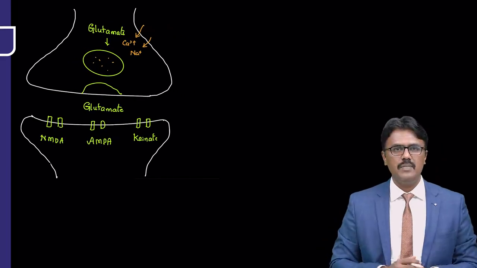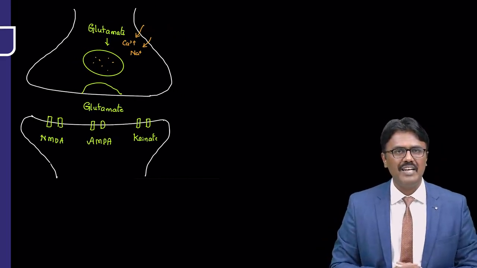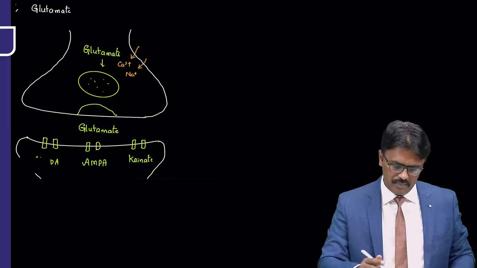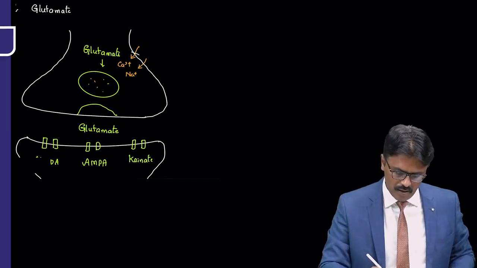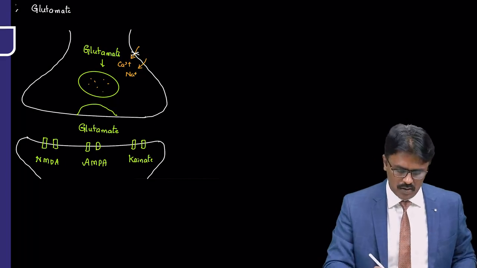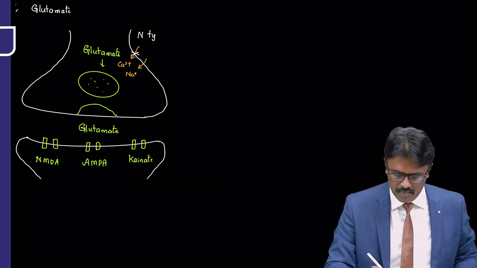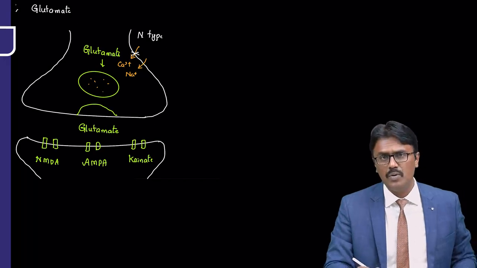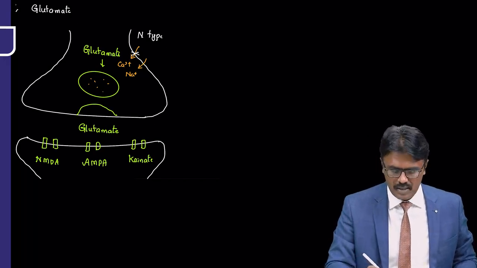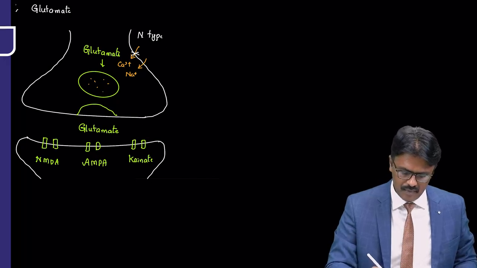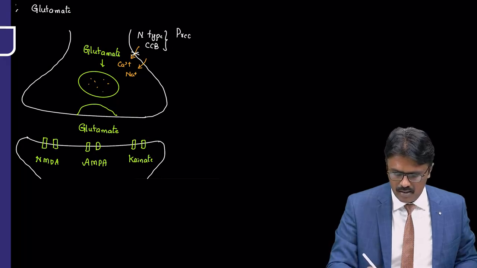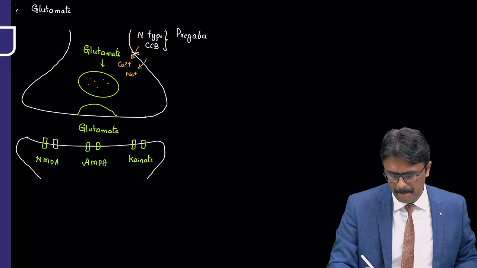Now you have this image in front of you. Tell me where it should be blocked. So number one, we can block the calcium entry. So this is called N-type calcium, meaning neuronal type of calcium, and that is blocked by N-type calcium channel blockers, and they are called pregabalin. And one more drug is gabapentin.